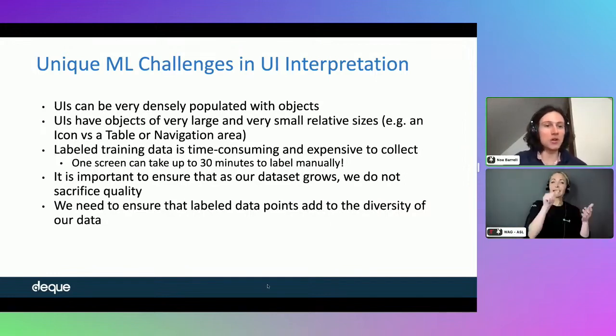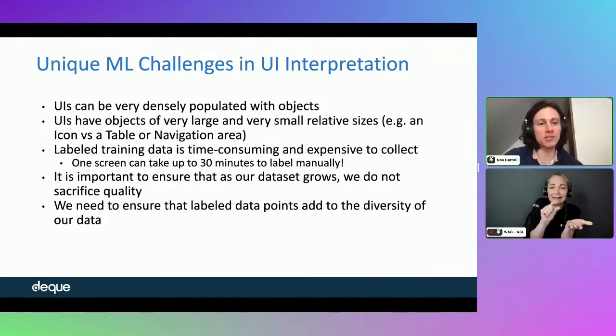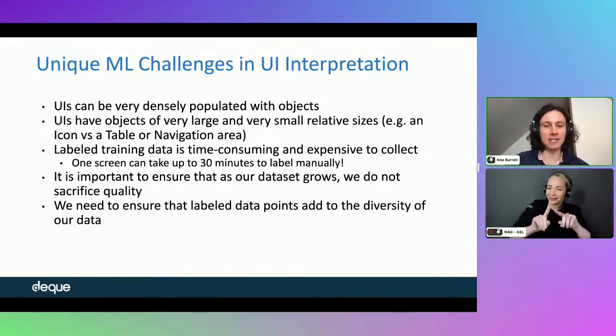And then also user interfaces have objects of very large and very small relative sizes. So consider the example of an icon, and then compare that to a footer or a navigation menu. The relative size of those is a factor of many tens, maybe even 100. And so being able to, with a single pass through our neural network, efficiently consider objects of very different sizes is also another technical challenge.